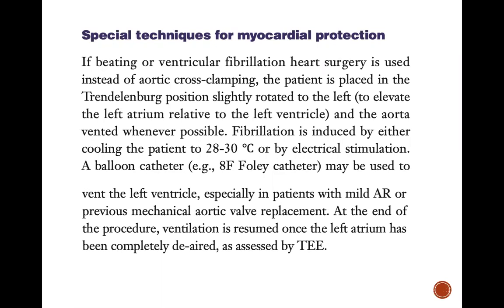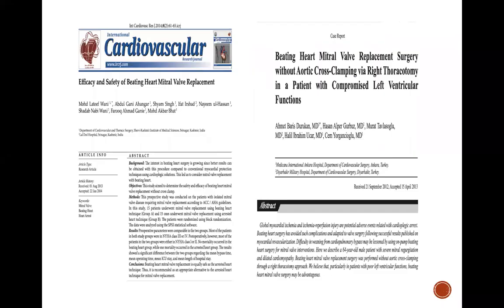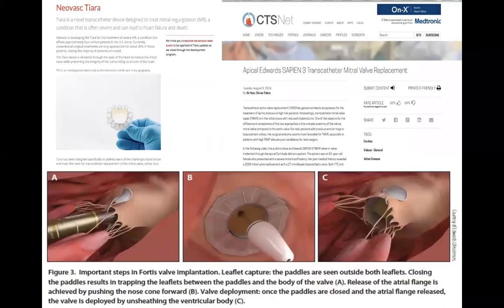And if you want to do beating heart, you need to keep the patient in Trendelenburg position to prevent any air from going to the brain. There are many papers about beating heart mitral valve replacement without aortic cross-clamping via right thoracotomy. It can be done. Another paper, on the efficacy and safety of beating heart mitral valve replacement, covered multiple series of patients, with their recommendations.